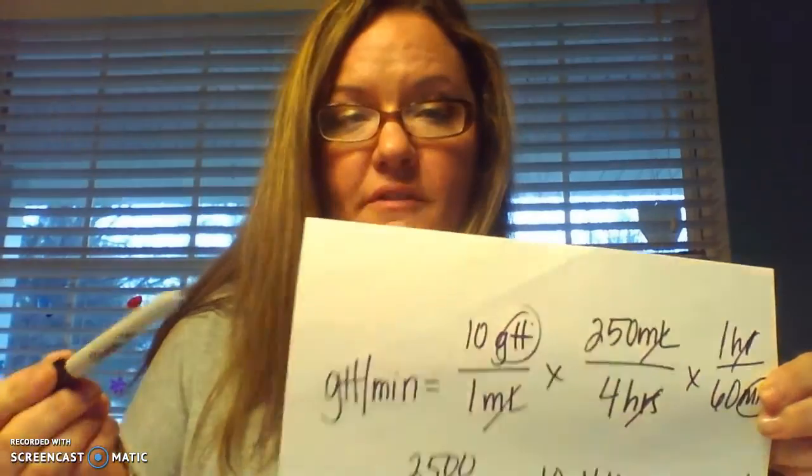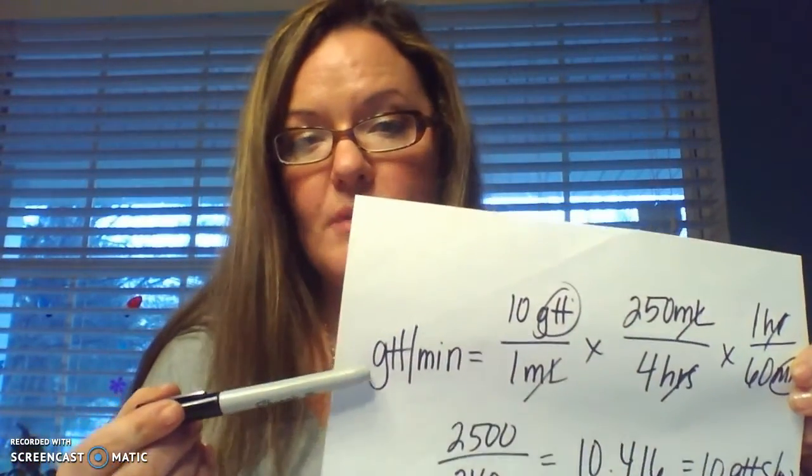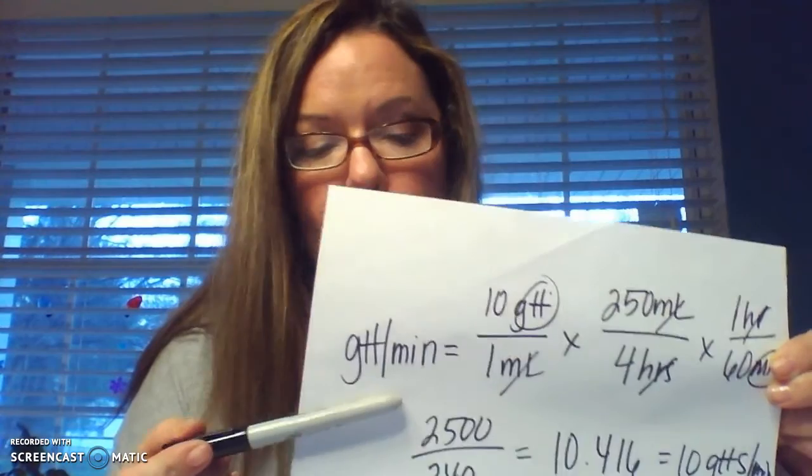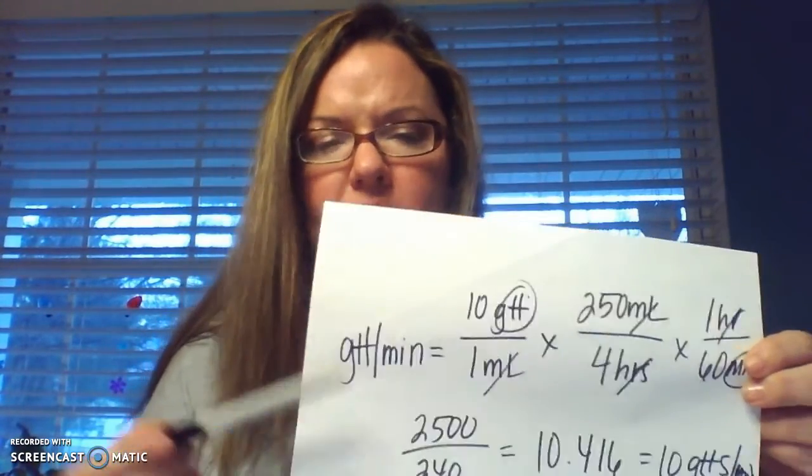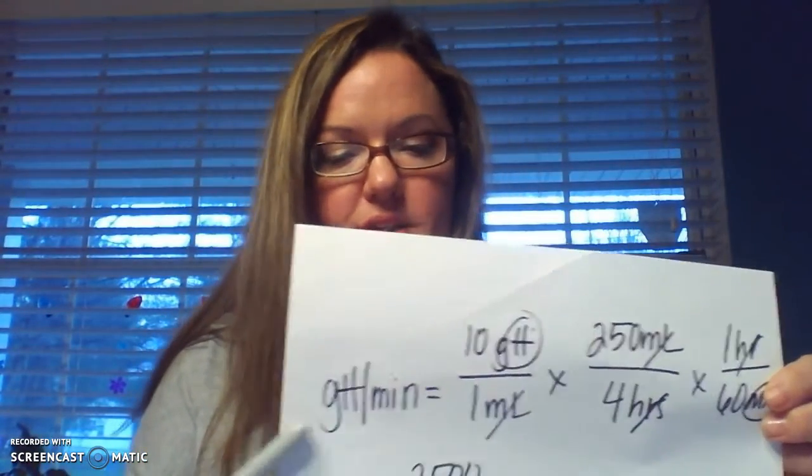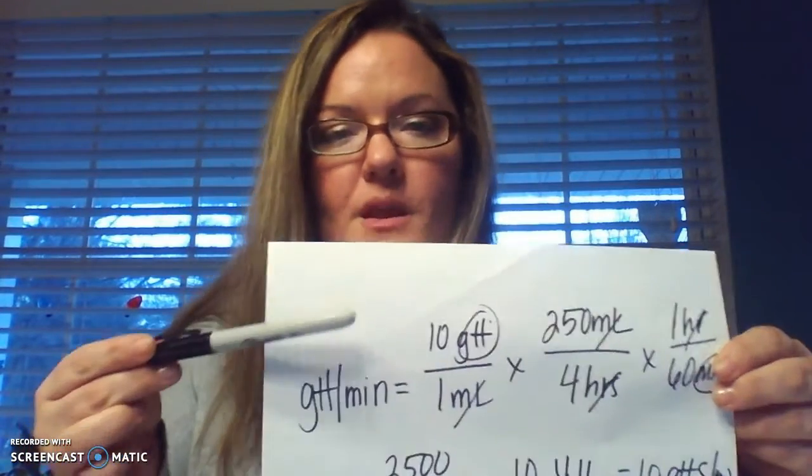Now, how am I going to figure that out? So first thing I'm going to set up, I'm looking for my rate, and I want to find drops, so I'm going to do drops per minute. Okay? How many drops per minute? And it will tell you in the problem. So drops per minute. All right.